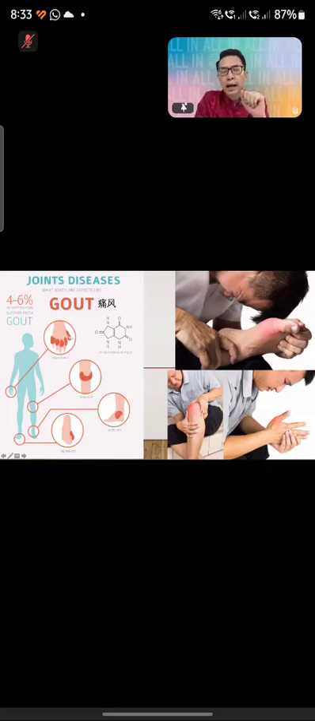I've heard of people crawling to the toilet because they cannot walk. You cannot go to work because of a gout attack. Is that serious? Now, what is gout? Let me share with you what gout is.